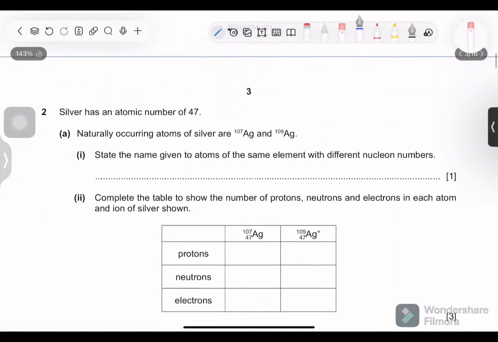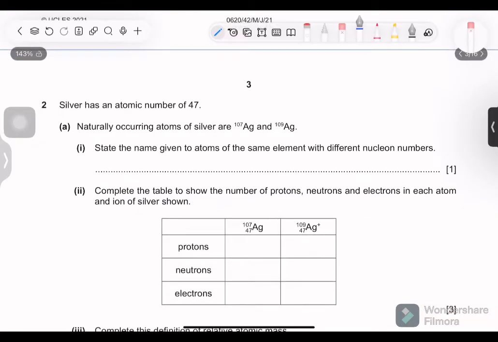Next, silver has an atomic number of 47. Naturally occurring atoms of silver are 107 Ag and 109 Ag. State the name given to atoms with different nucleon numbers of the same element. So these are isotopes, in which the number of electrons and protons are the same, but the nucleon number or the mass number is different.